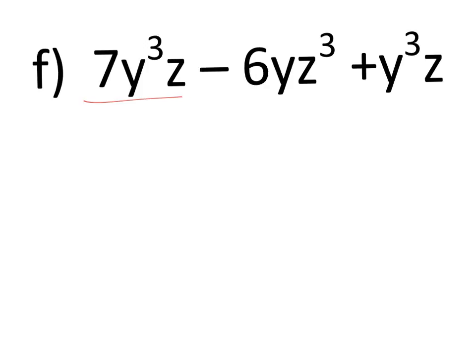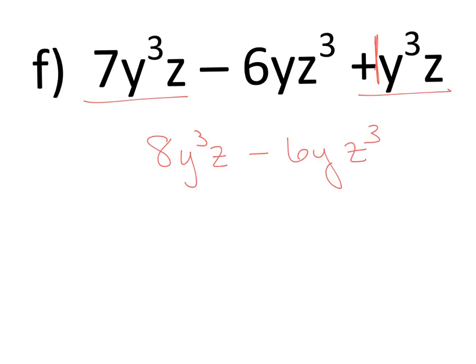So I'm going to combine y to the third z and y to the third z. Again, remember there's a 1 in front. So we're going to end up with 8 y to the third z minus 6y z to the third. Again, this guy didn't have anybody that he could attach to, so we just rewrite him down. And this right here is going to be our final answer.